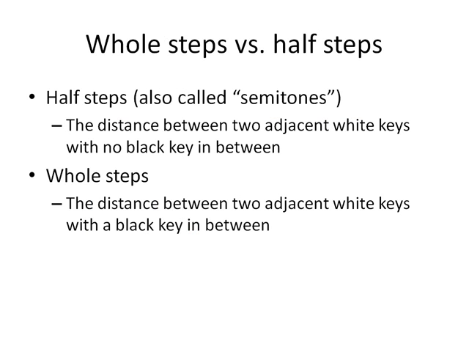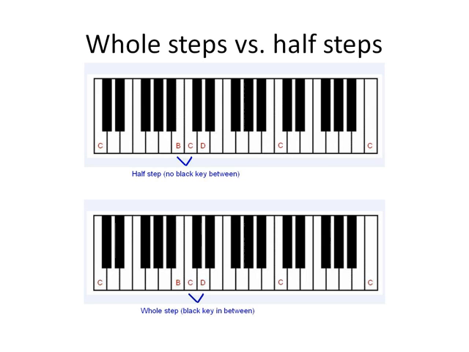Half steps, which are also called semitones, are the distance between any 2 adjacent white keys where there is no black key in between. Whole steps are the distance between 2 adjacent white keys when there is a black key in between. Here is an illustration of half steps versus whole steps on the keyboard. Here there's no black key in between. Here there's 1 black key in between.